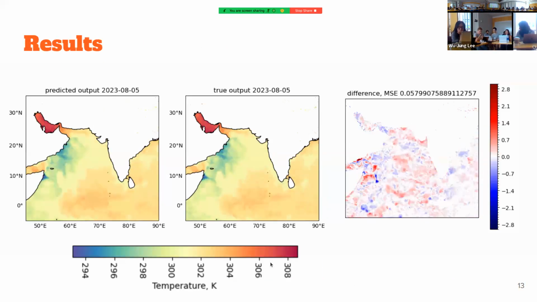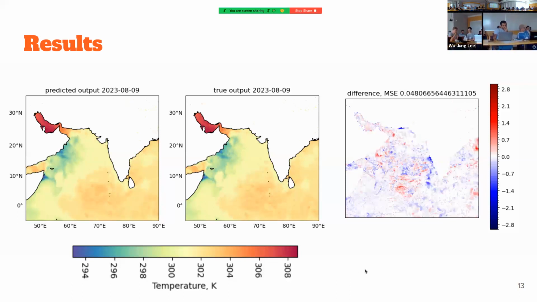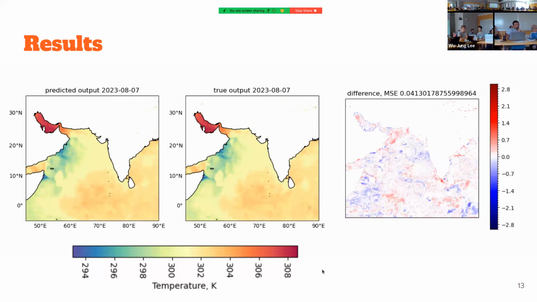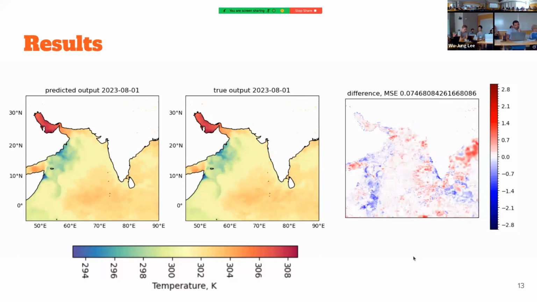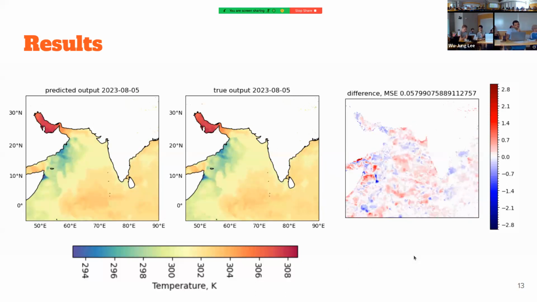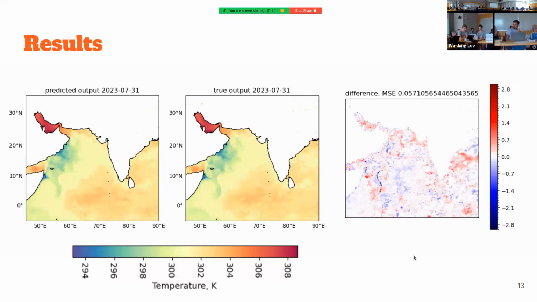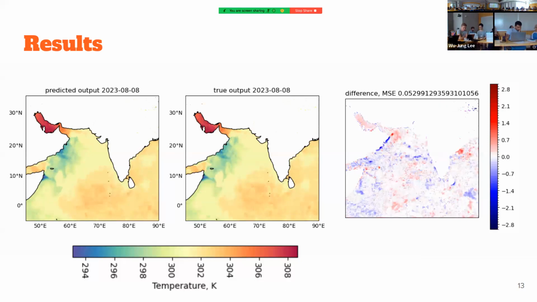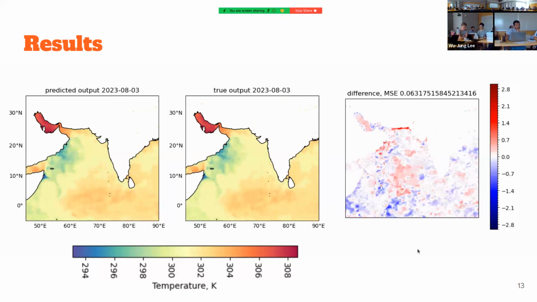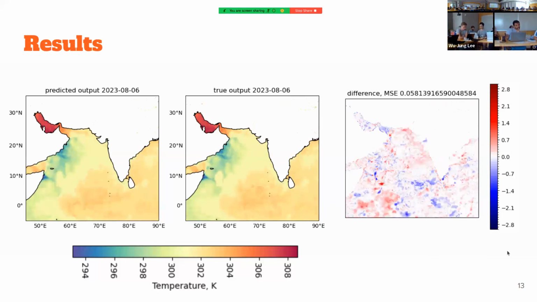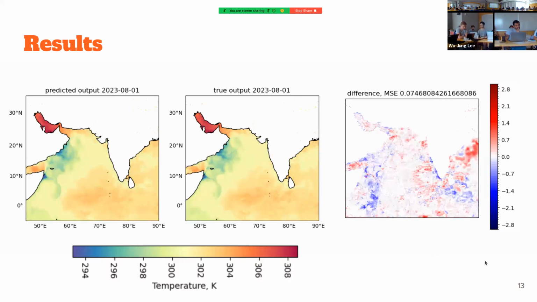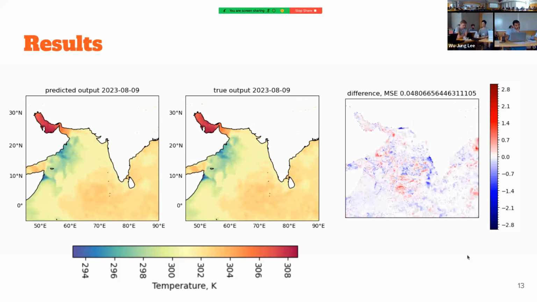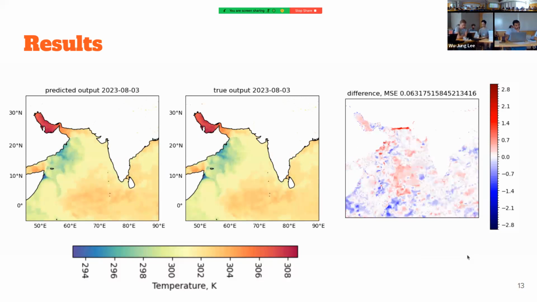Here you can see a small GIF animation with the predicted output, true output, and the difference between them, using the convolutional LSTM on the satellite data. You can see the general structure is the same, but there are still a lot of differences between them. Red color in the last picture denotes that the model overestimates temperature, and blue denotes that it's underestimated.